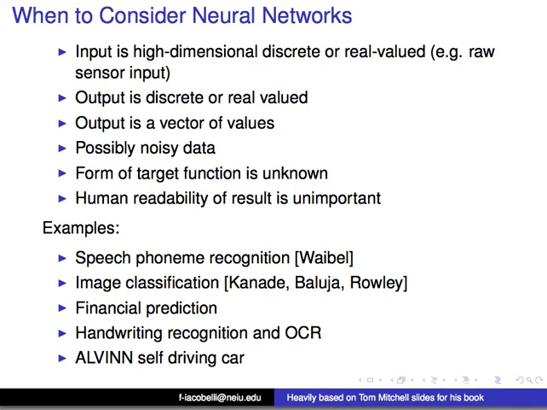Now, when to consider a neural network? What are neural networks good for? Usually when the input is highly dimensional, discrete or real valued. So for example, sensors, many sensors. Take for example 1 second of sensory data, where they produce a number every 2 hundredths of a second. That's a lot of numbers in 10 seconds. That's a highly dimensional value.